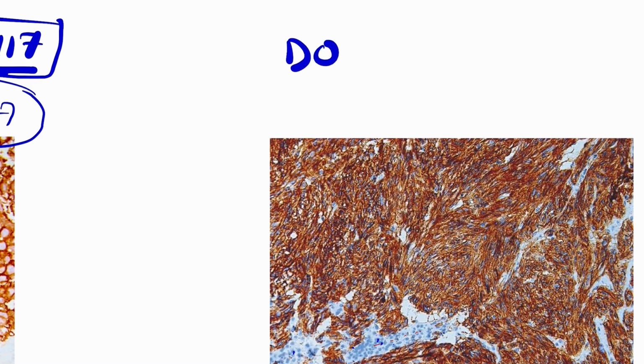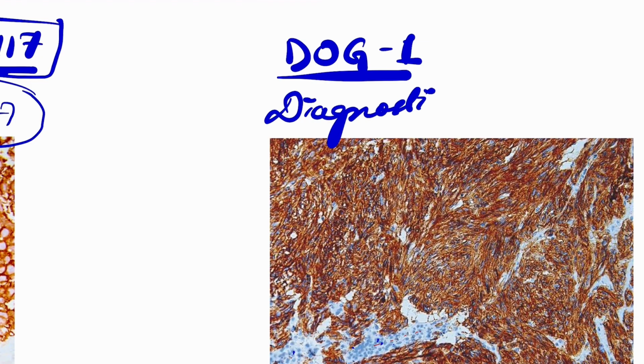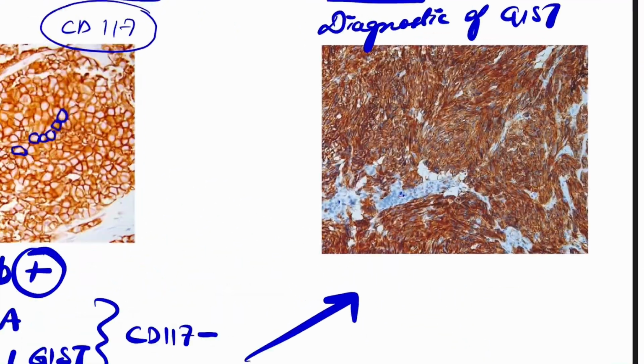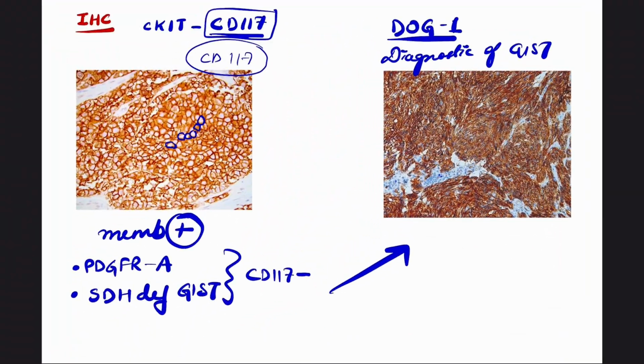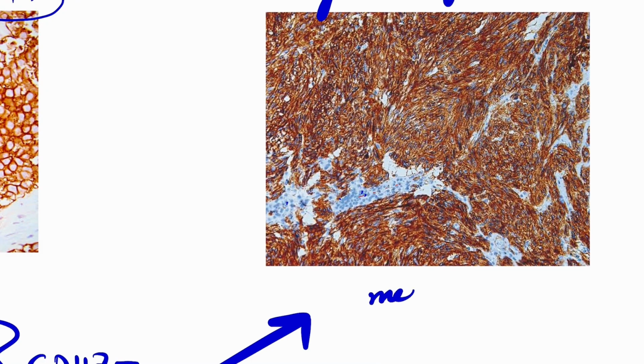DOG1 is named after GIST only. Its full form is Discovered On GIST, so it is diagnostic of GIST. It is especially useful when CD117 is negative and you are suspicious for GIST. It shows both diffuse membrane and cytoplasmic positivity.